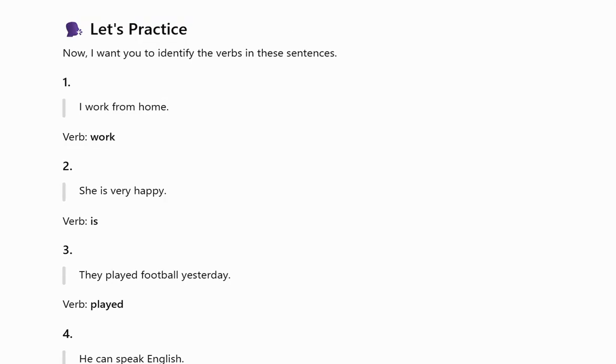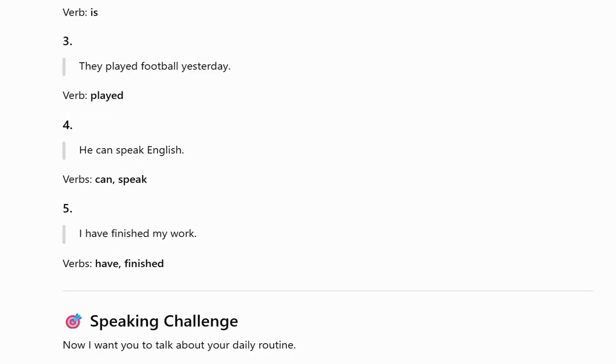Let's practice. Now I want you to identify the verbs in these sentences. I work from home. Verb, work. She is very happy. Verb, is. They played football yesterday. Verb, played. He can speak English. Verbs, can, speak. I have finished my work. Verbs, have and finished.